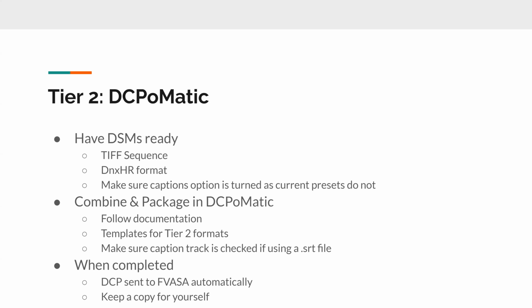Like I said, TIFF sequence or DNxHR, make sure your captions option is turned on in either. If you're burning in your captions, this is where you want to make sure your captions option is turned on. And if you're exporting as a sidecar file, make sure you go into DCP-O-Matic and upload that sidecar file and then QC it.